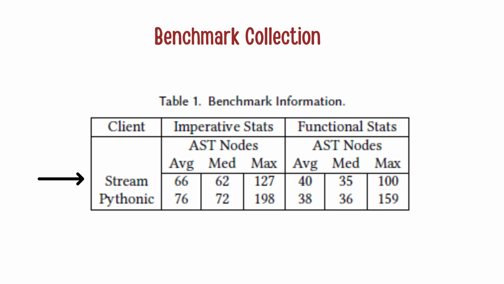On average, Java imperative programs contain 66 AST nodes, while their functional versions averaged 40 nodes. Python imperative programs averaged 76 AST nodes, whereas the functional versions average only 38 AST nodes. So these aren't toy examples. They represent reasonably complex real-world code.